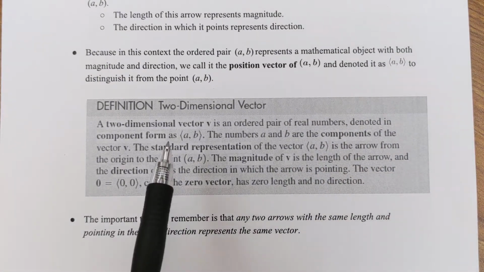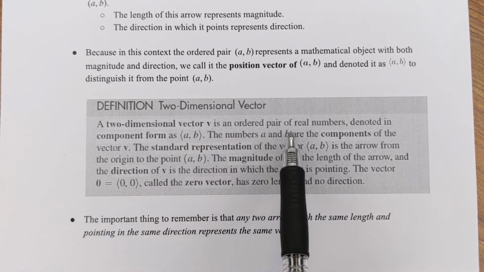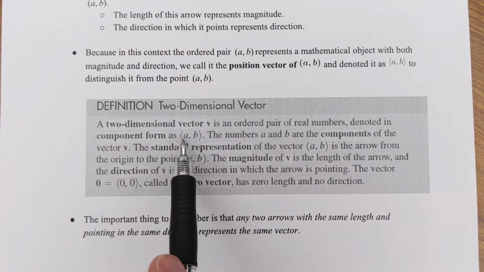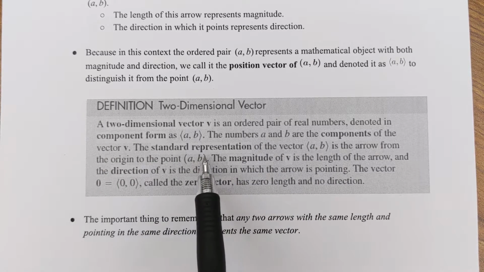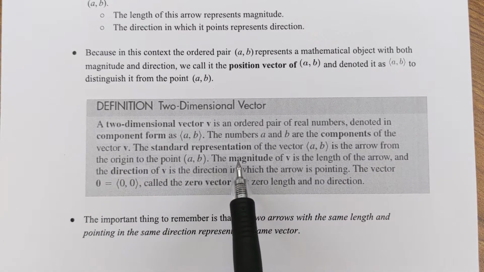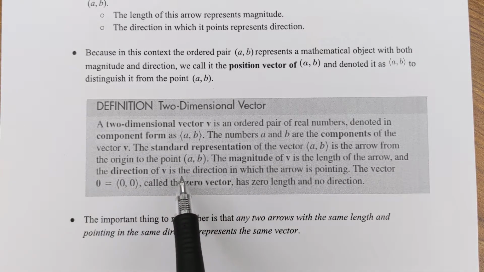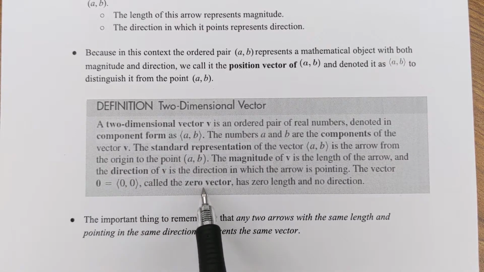Down here, you've got the fancy math definition of a two-dimensional vector. A two-dimensional vector v is an ordered pair of real numbers denoted in component form as ⟨a, b⟩. The numbers a and b are the components of the vector v. The standard representation of the vector is the arrow from the origin to the point (a, b). The magnitude of v is the length, and the direction is the direction in which the arrow is pointing. The vector ⟨0, 0⟩ is called the zero vector, has zero length and no direction.